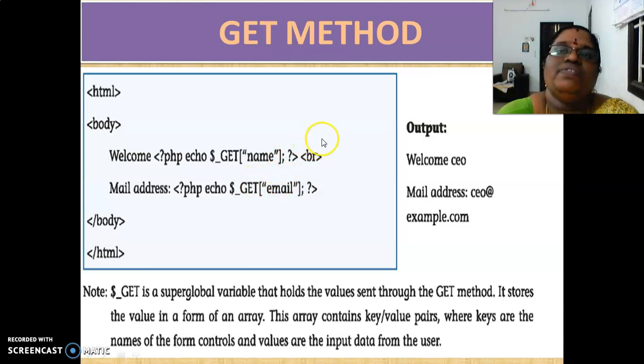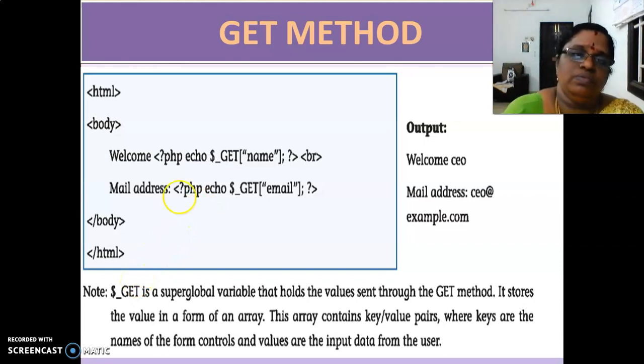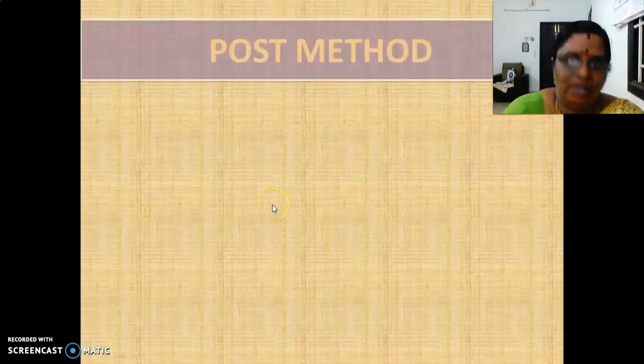So the email which is typed in the form, the value will be given here and that will be printed here. So this is how we are going to display the data which we got from the form using the get method. Any doubts till now, children? Any doubts? I think you are clear with this.